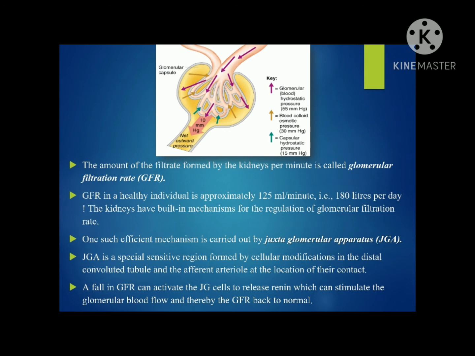The kidneys have built-in mechanisms for the regulation of glomerular filtration rate. One such efficient mechanism is carried out by the juxtaglomerular apparatus, JGA. JGA is a special sensitive region formed by cellular modifications in the distal convoluted tubule and the afferent arteriole at the location of their contact. A fall in GFR can activate the JG cells to release renin, which can stimulate the glomerular blood flow and thereby bring the GFR back to normal.